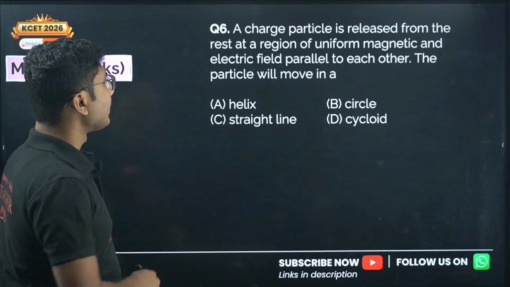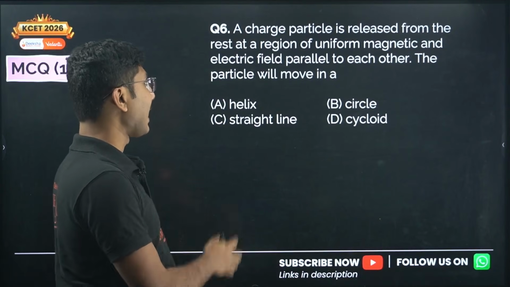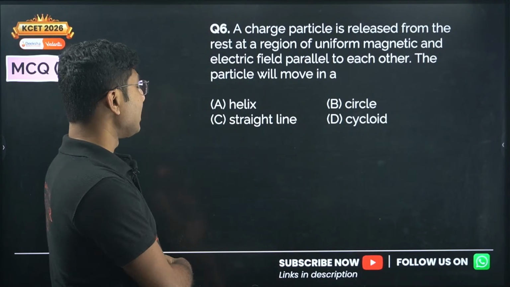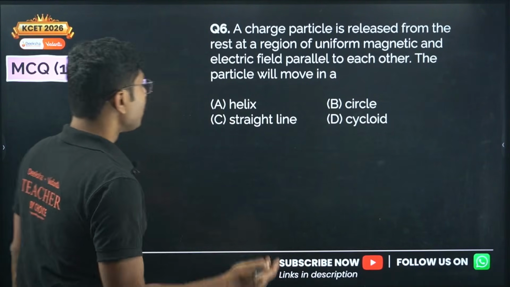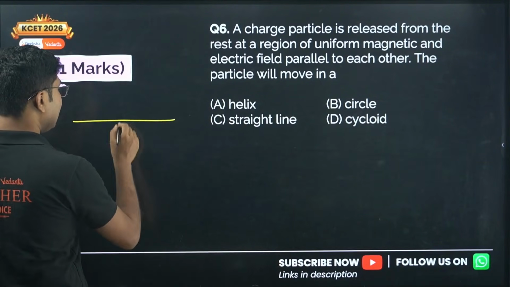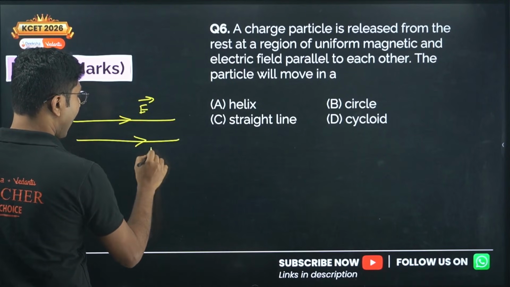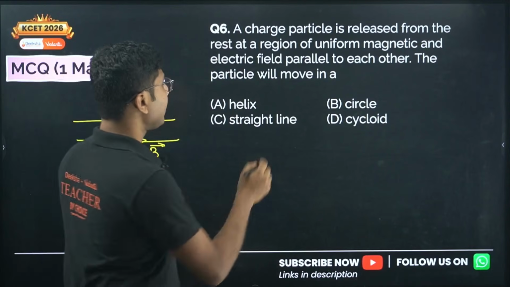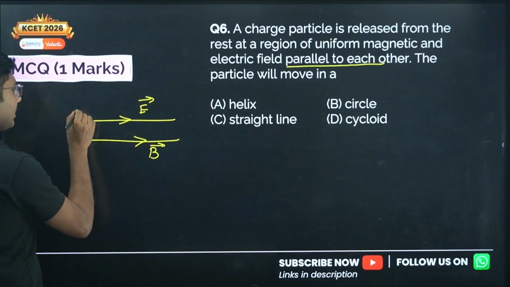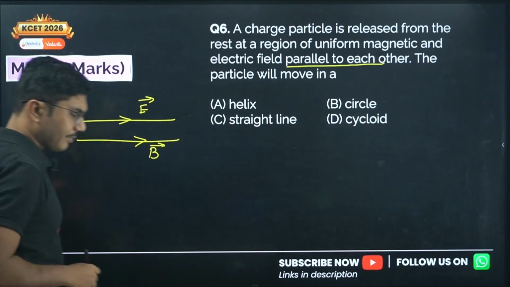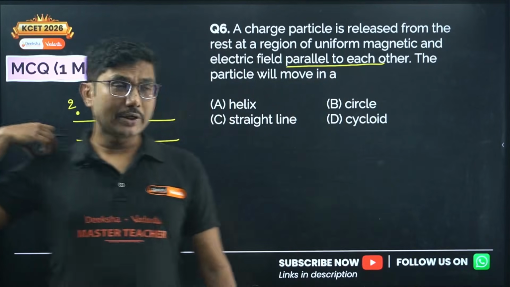Next, a charged particle is released from rest in a region of uniform magnetic and electric field parallel to each other. The particle will move in a helix, in a circle, in a straight line, or in a cycloid. Let's see. So we have a charged particle which was initially static. Now electric and magnetic field are parallel to each other. Okay, now if you release the charged particle Q, what will happen? Initially it was at rest, so definitely no force is acting on it. Now when you release it, what happens?